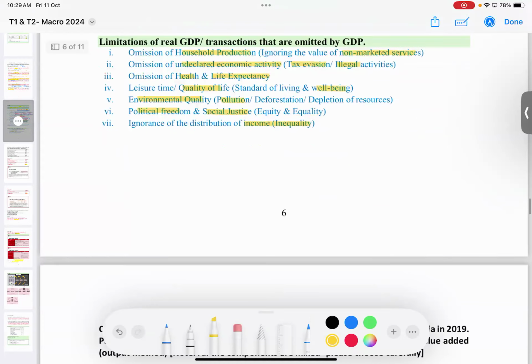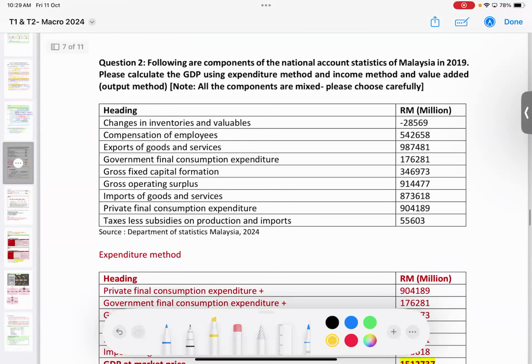Okay, now let's have a look into calculation questions. For this question, you are being given some of the components. They ask you to calculate the GDP using the expenditure method and income method. Value added is not needed because this one cannot do value added. We only do expenditure and income method.